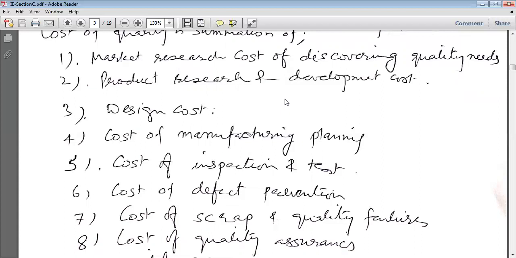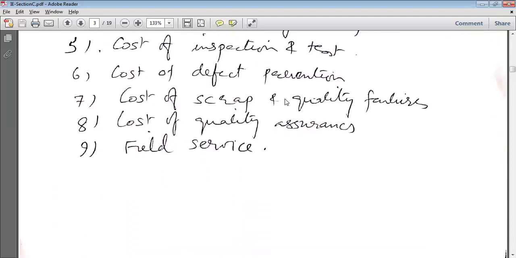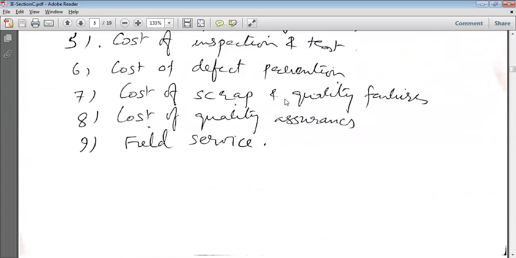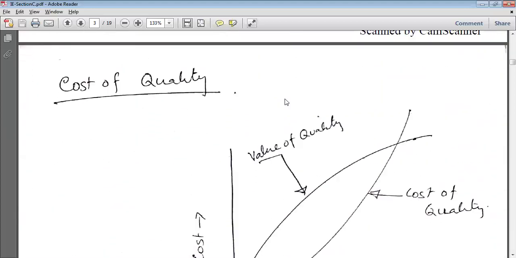Then cost of quality assurance, also for the future. For the future, there are different aspects that ensure that quality is improved and enhanced, so cost is also incurred there. And then field service, how much money is invested while servicing a bad product. All of these are considered and summed up to get the cost of quality. So this was about cost of quality.